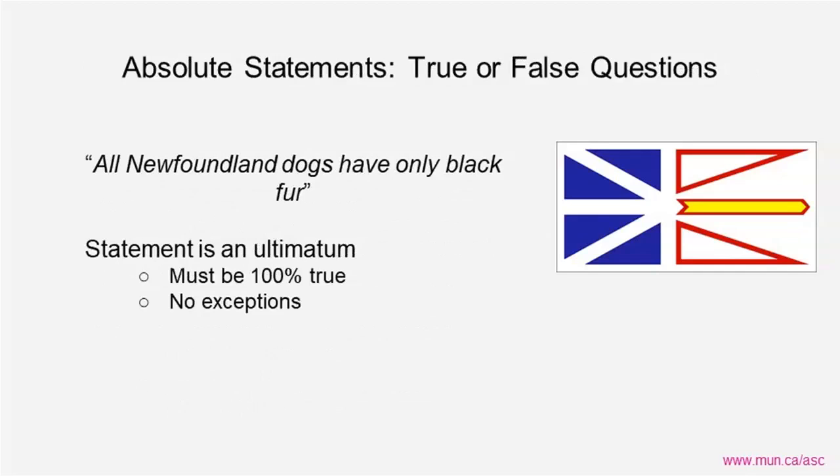For absolute statements, our example here is all Newfoundland dogs have only black fur. These types of statements allow for zero alternatives or discretion. Zero. In our example, someone unfamiliar with the dog breed or who isn't in veterinary sciences may be unaware that Newfoundland dogs, though often black, can also have gray, brown, or white in their fur. Knowing that information, we cannot agree to the statement 100% that all Newfoundland dogs have only black fur. So we'd have to determine that the statement is inaccurate because there are those exceptions. Therefore, we would mark this statement as false.